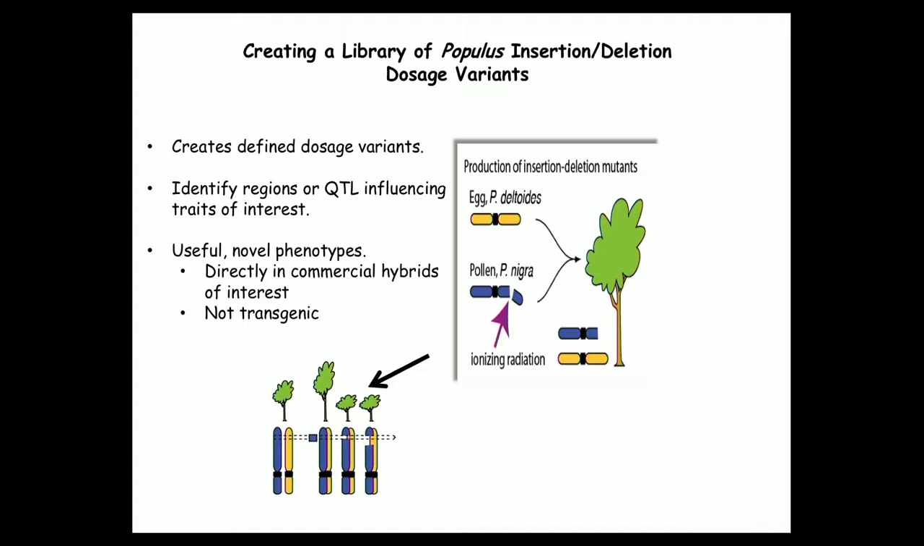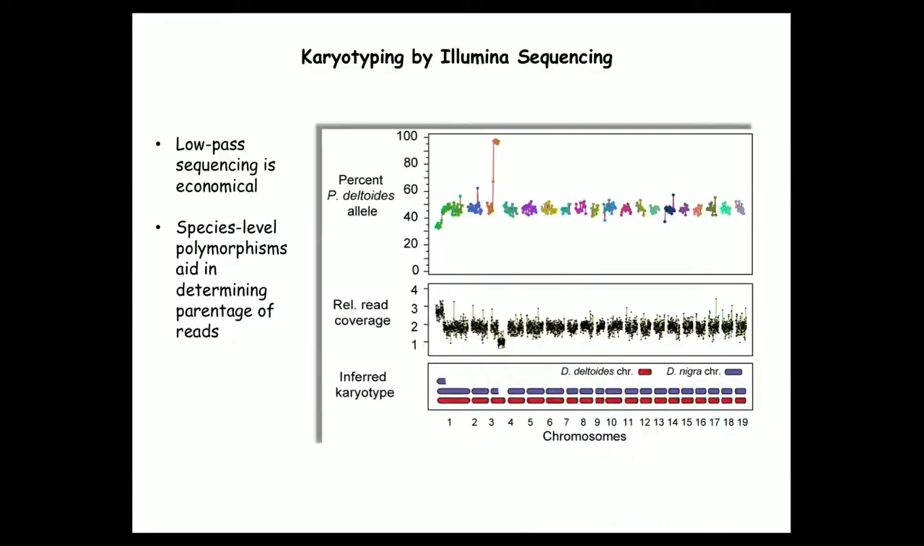And what we can see is for this region of the genome, if we increase dosage, we get a larger tree. If we decrease its dosage, we get smaller trees. So by using a large population of these trees, we can actually march across the genome and look for regions that are affecting traits we're interested in. Now, this is an example of how we karyotyped several hundred individuals from this cross.